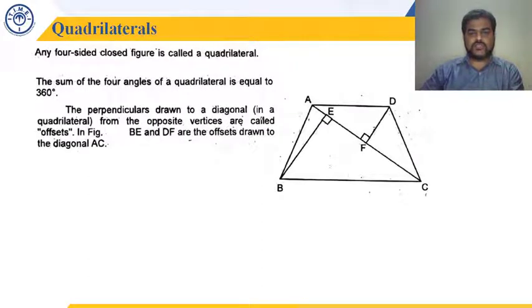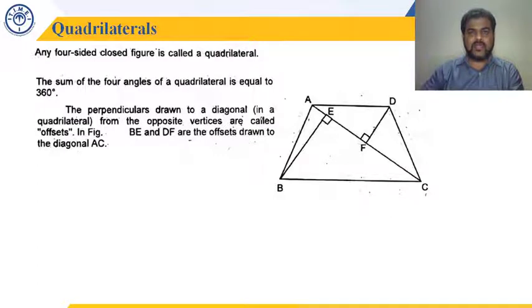So let's look at this example. This ABCD is a quadrilateral in this figure. And as you see, the line AC is known as a diagonal of the quadrilateral. Similarly, you can also join BD. If you join BD, then you will get the second diagonal also. So a quadrilateral always has two diagonals.